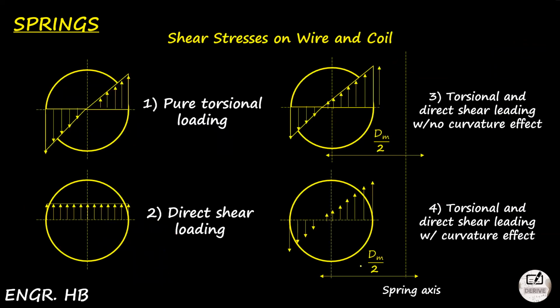Okay. So wala tayong formula dito pero this is the diagram of the shear stresses on wire and coil. Ibig sabihin, ito yung apat na conditions na makikita mo kung paano yung stress nakakaapekto dun sa diameter, or dun sa spring. Okay, so meron tayo ditong circle, parang kaharap mo yung spring, in front view. So kapag pure torsional loading, ito yung distribution ng stress. So parang sa torsion lang ng shaft, di ba?